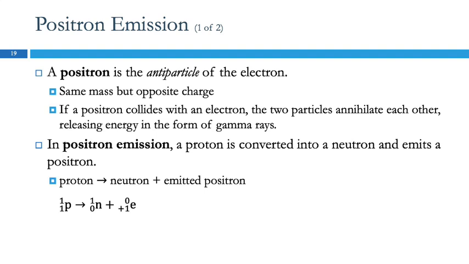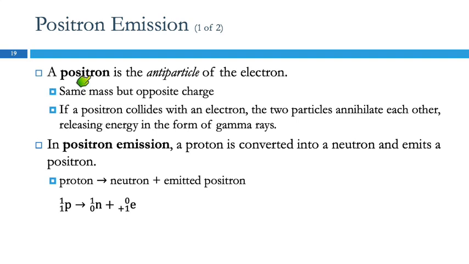A positron is another particle. This one doesn't have a Greek letter in its name. The positron is the antiparticle of the electron. You've probably heard of matter and antimatter. And when matter and antimatter come together, they just turn into nothing. That's real. If you get a positron colliding with an electron, those two particles annihilate each other and release energy in the form of gamma rays.